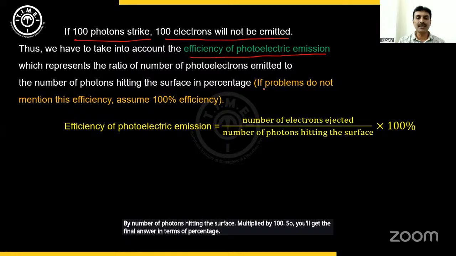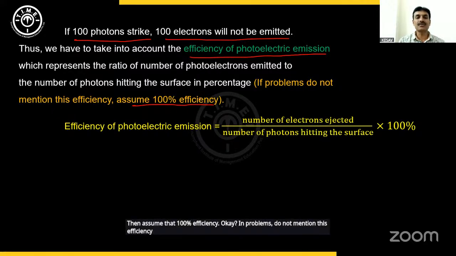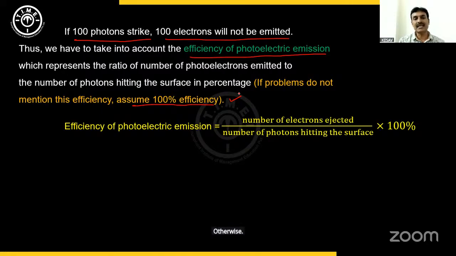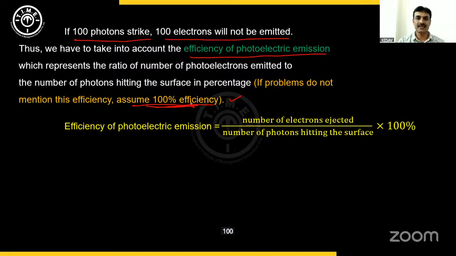See, in problems, if nothing is mentioned, then assume 100% efficiency. Okay? If problems do not mention this efficiency, then you can assume that it is 100% efficient. Otherwise, some efficiency like 80% efficient, 85% efficient, 90% efficient, that percentage will be given in problems. If nothing is given, assume that it is 100% efficient.